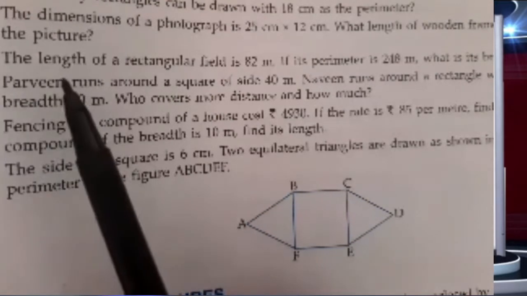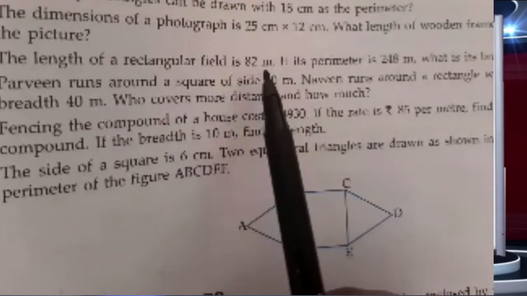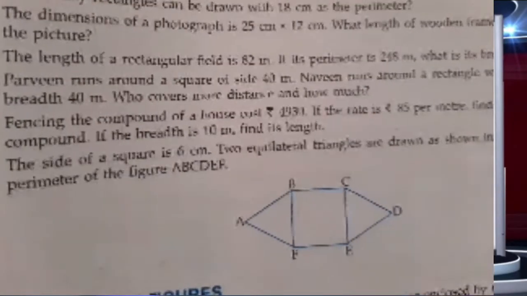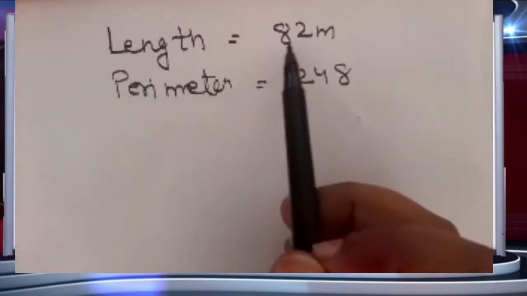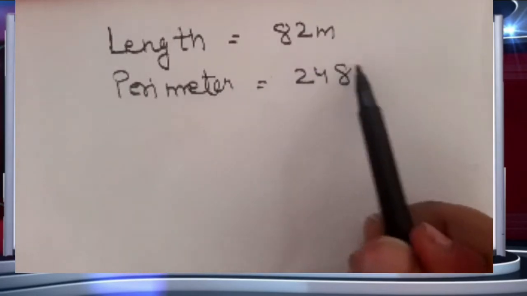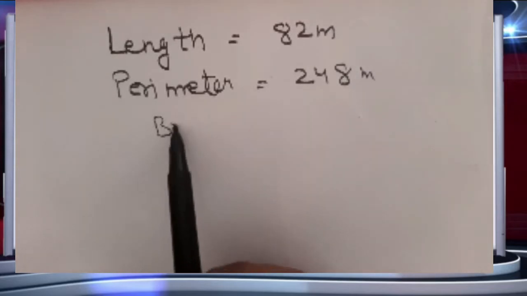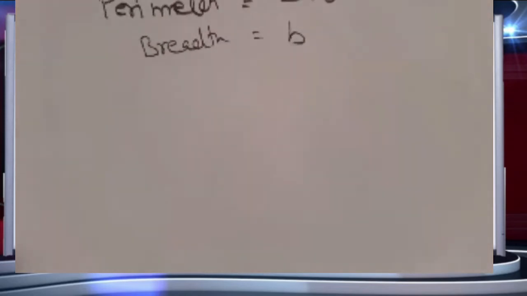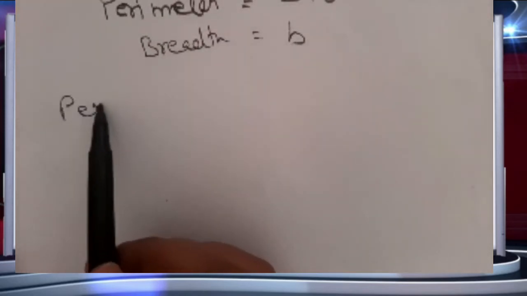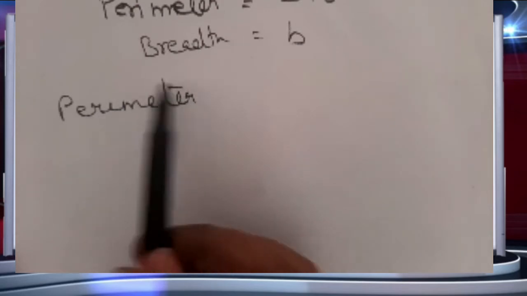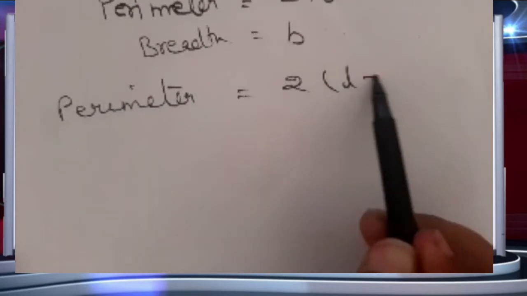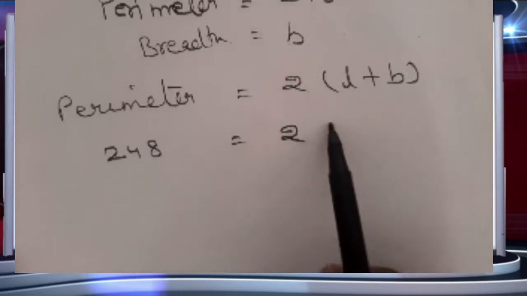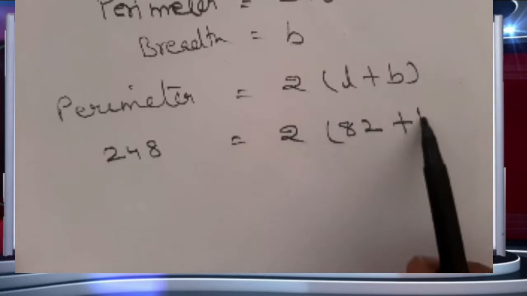Question number 12. The length of a rectangular field is 82 meters. Perimeter is 248 meters. What is its breadth? Let the breadth be B. Now we know the formula for the perimeter of a rectangle, which is 2 into (L plus B). Here perimeter is given 248 and length is given 82. We have to find out breadth.